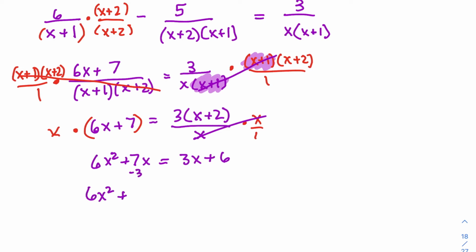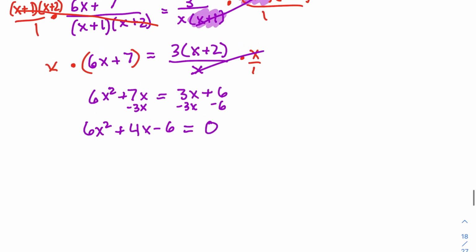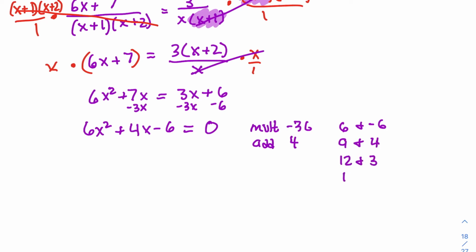Another quadratic, so let's get 0 on one side. We can subtract 3x and subtract 6 and end up with 6x squared plus 4x minus 6 equals 0. Now, if I'm thinking about factoring, I would need some things that multiply to 6 times negative 6, negative 36, and add up to 4. If I list all of the things that multiply to negative 36 or 36, I'm not going to be able to come up with any combination that'll add up to 4. So quadratic formula it is.